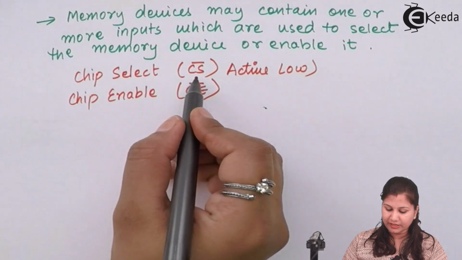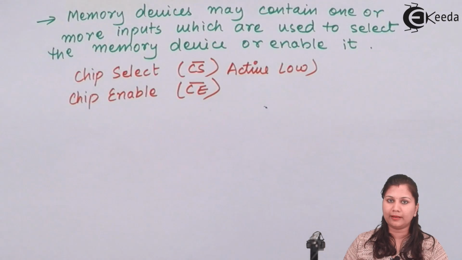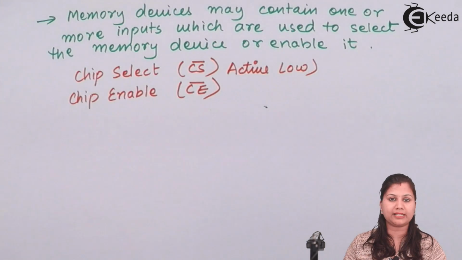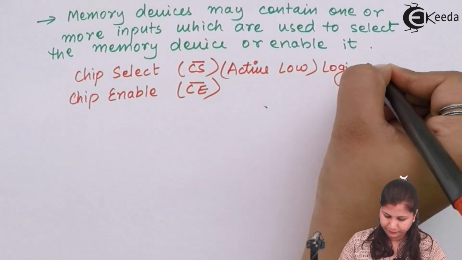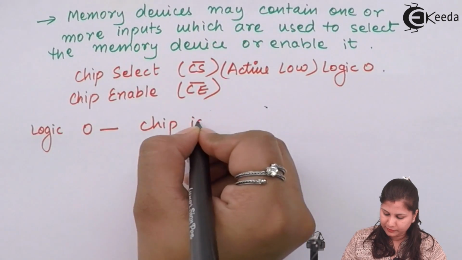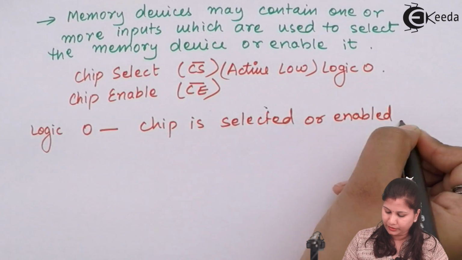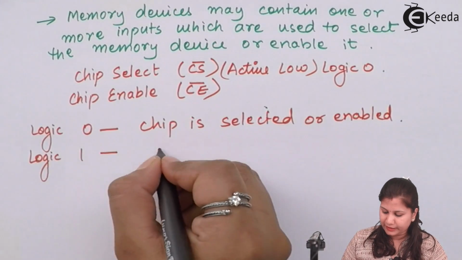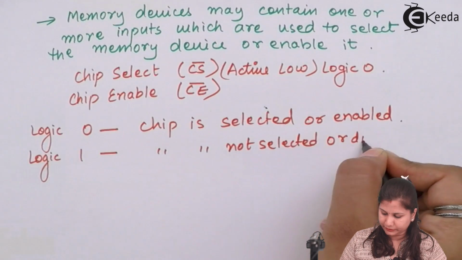It will be active when its value is 0. So when we have 0 at this chip select pin, it means that the memory device has been selected by the microprocessor. Every time we want to communicate with that memory chip, this chip select signal has to be enabled. It has to be at logic 0. So if we have logic 0, the chip is selected, or we can say that it is enabled. And if it is at logic 1, then the chip is not selected or disabled.